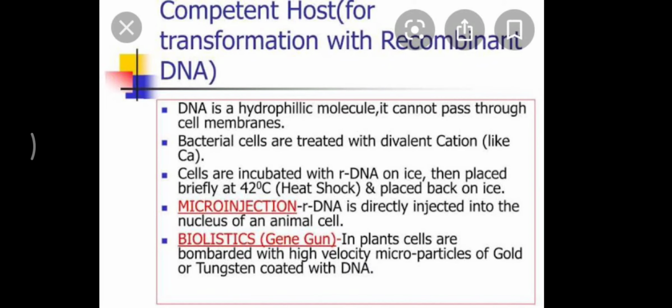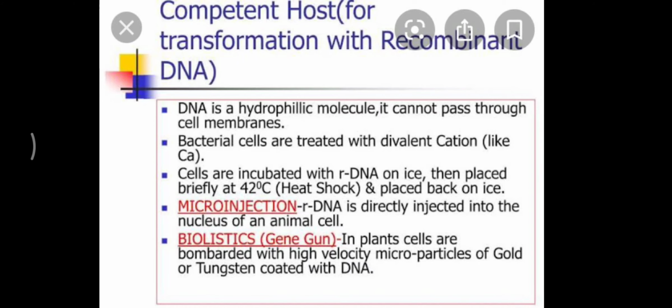Another method that is used is electroporation. This is a newer technique. In electroporation, the foreign DNA is transferred into the protoplasm of the host cell by applying a high voltage electric current to the host. The high electric current makes the cell membrane permeable, and so the foreign DNA enters into the cell protoplasm. So, this is another method, electroporation, which involves the use of a high voltage electric current.